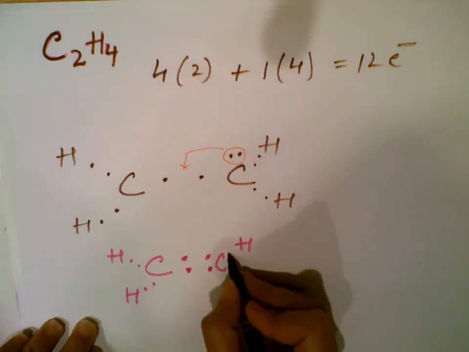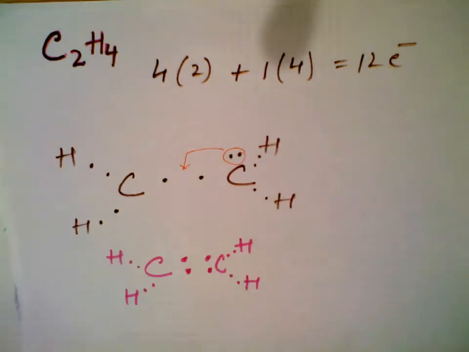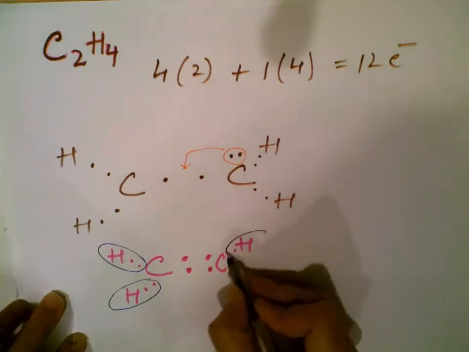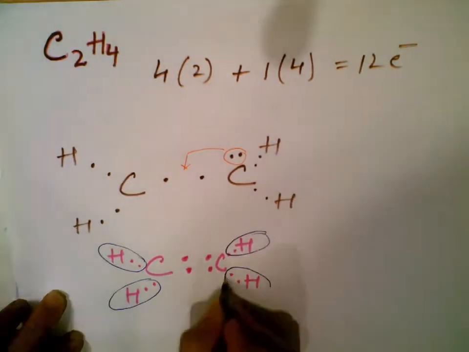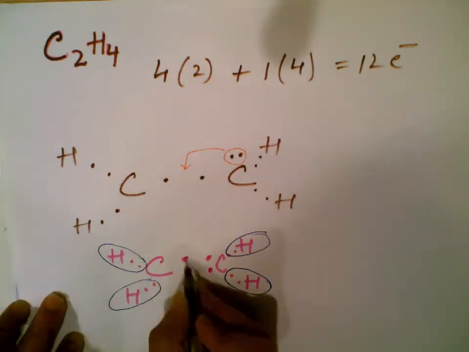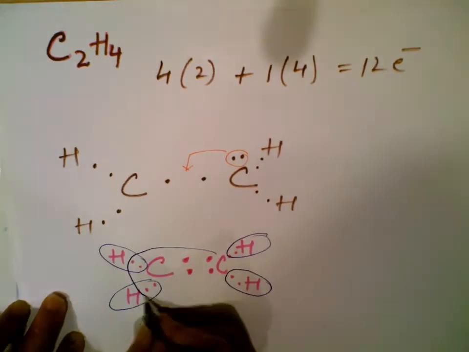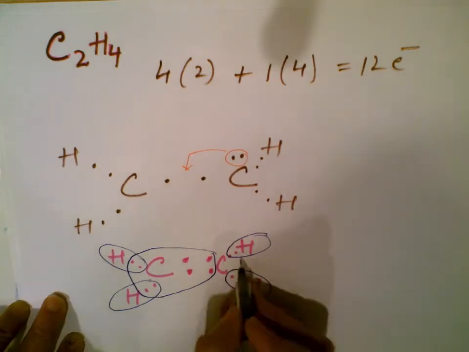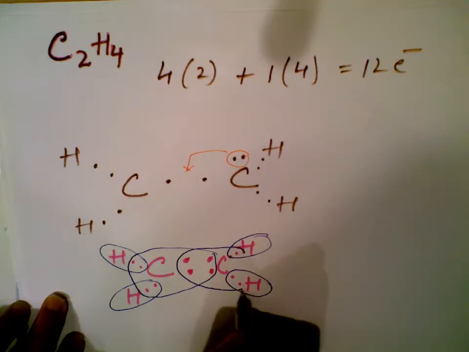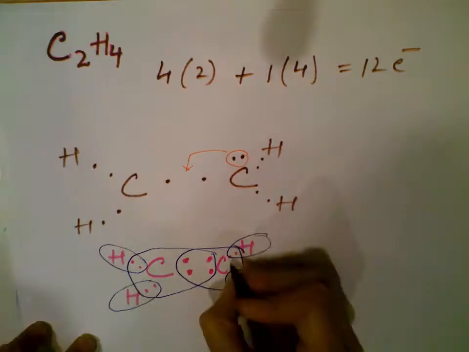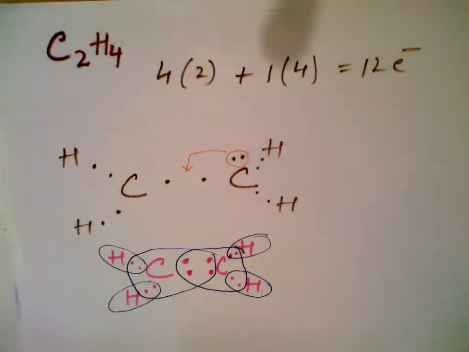Okay, guys, there you go. So this carbon, this hydrogen, this hydrogen, this hydrogen, and this hydrogen, they all are satisfied. Now this carbon, 1, 2, 3, 4, 5, 6, 7, 8. So this is satisfied. Now this carbon, 1, 2, 3, 4, 5, 6, 7, 8. So this is happy as well. So the octet is now complete for all of them.